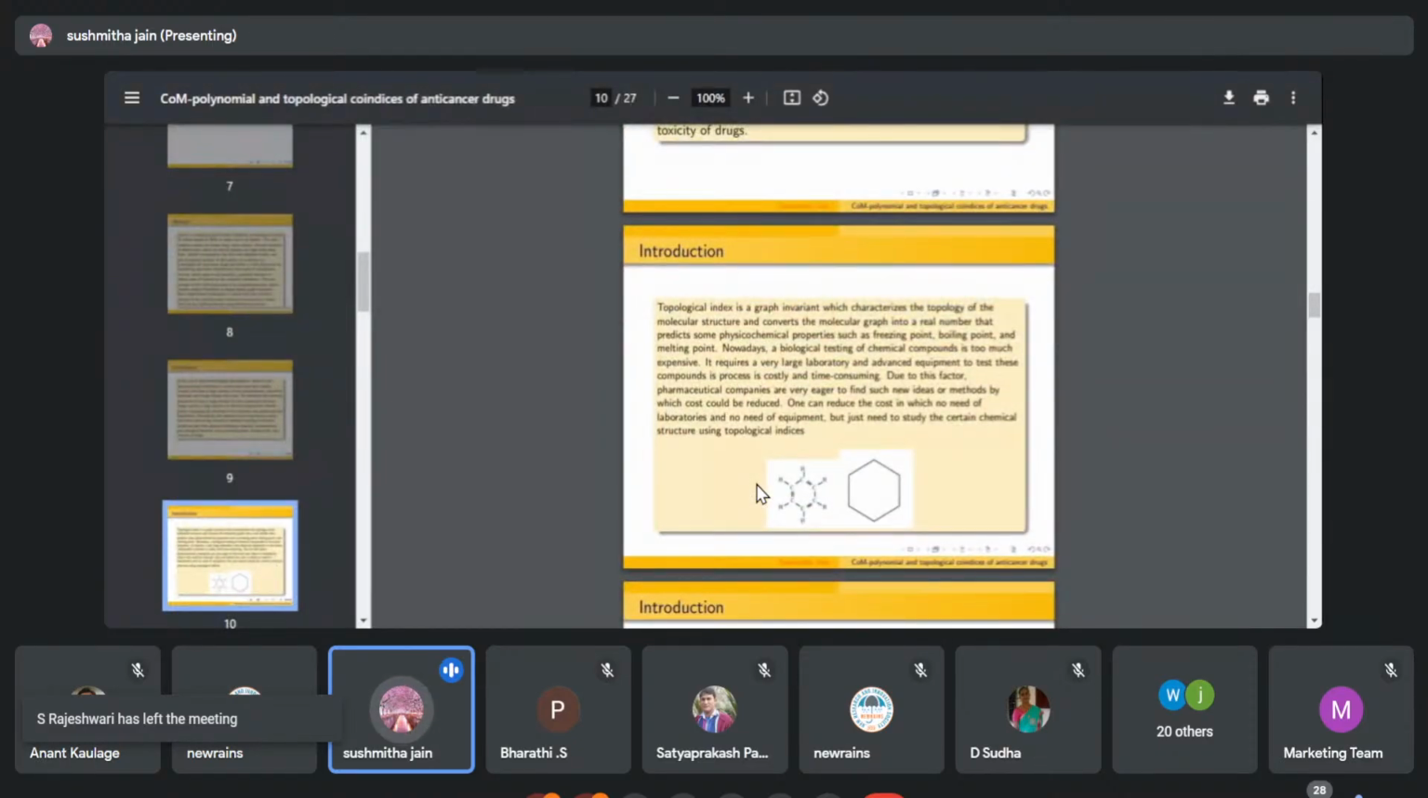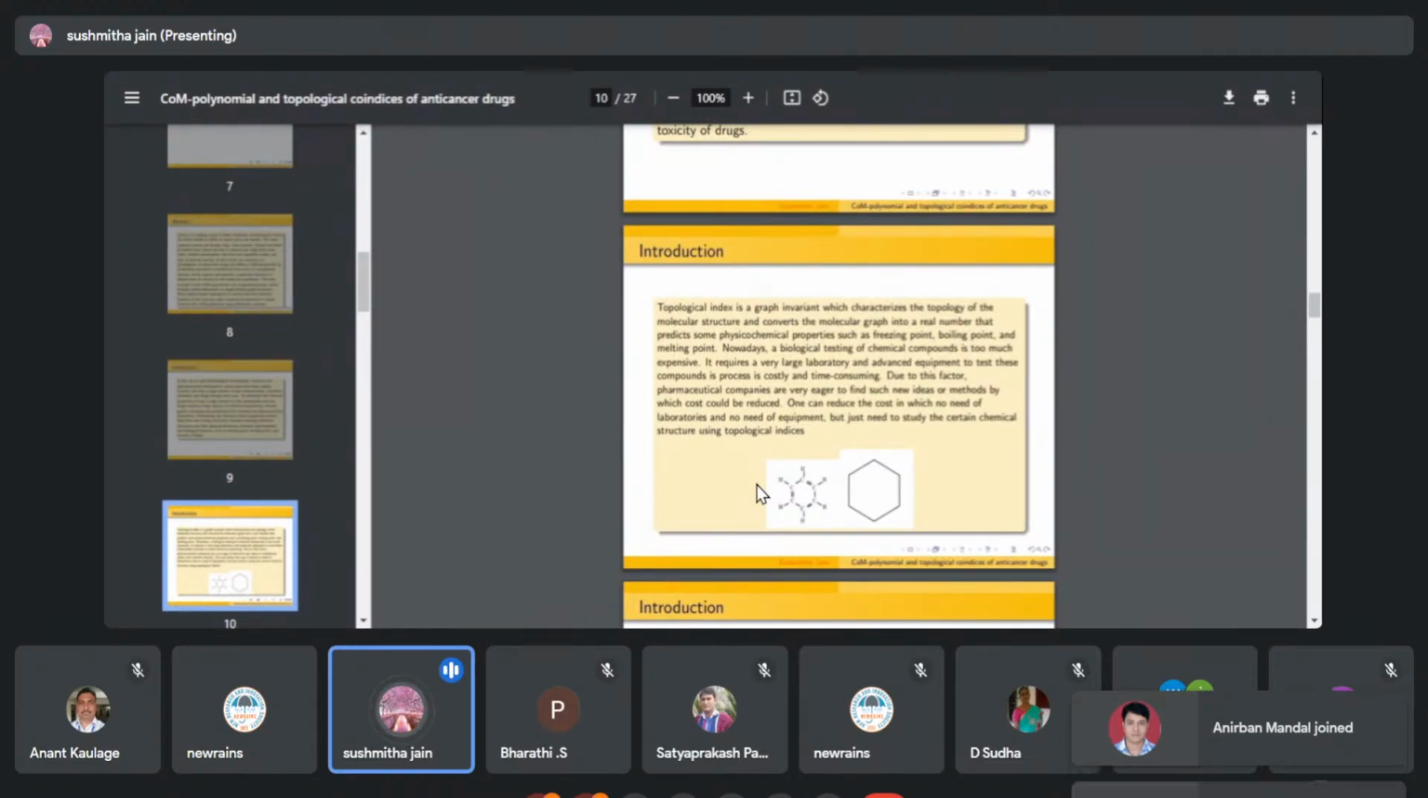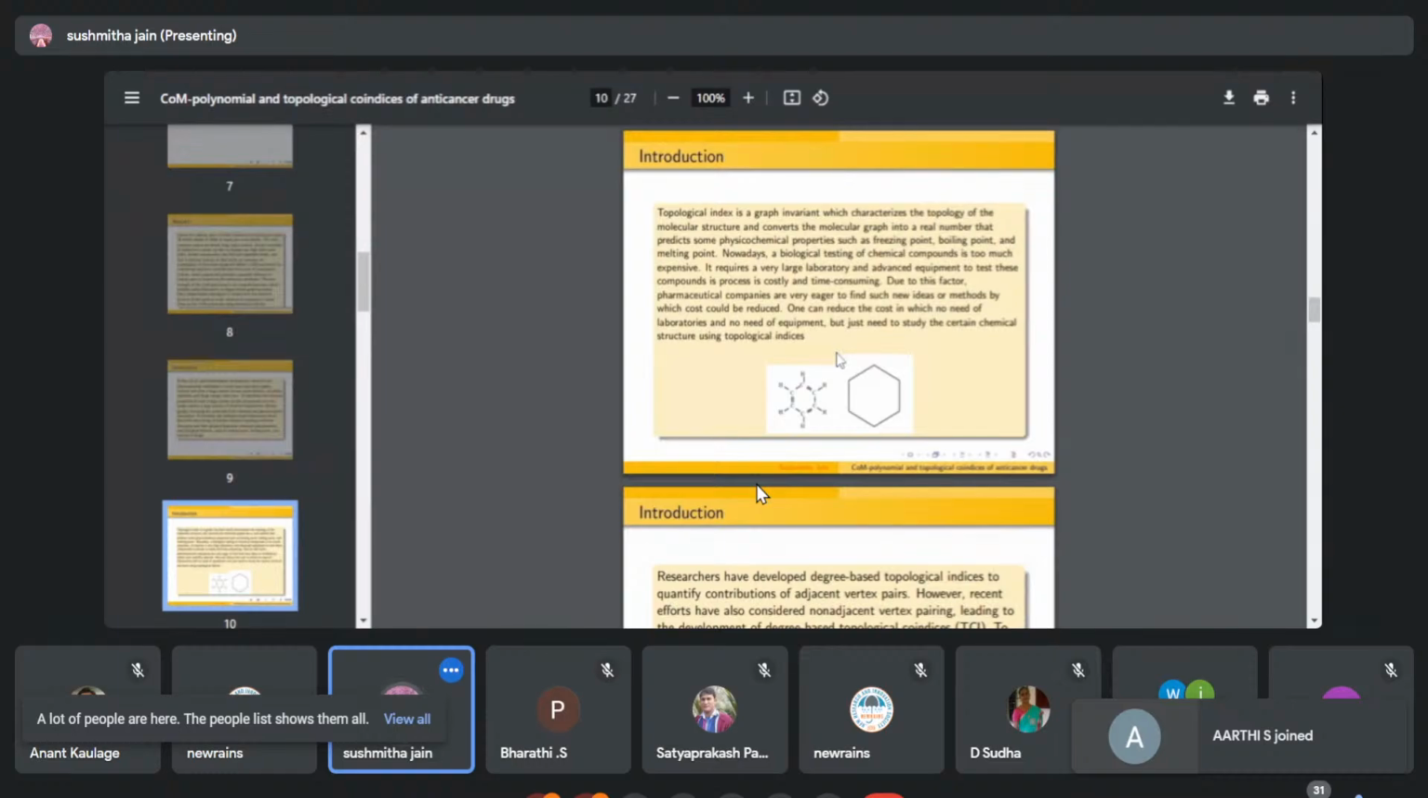A topological index is a graph invariant which characterizes the topology of molecular structure and converts a molecular graph into a real number that predicts physicochemical properties such as freezing point, melting point, and boiling point. Nowadays, biological testing of chemical compounds is too expensive. It requires a large laboratory and advanced equipment to test these compounds. This process is costly and time consuming.